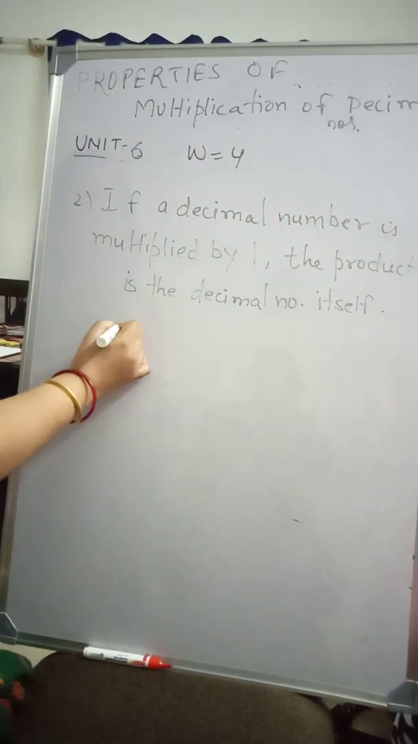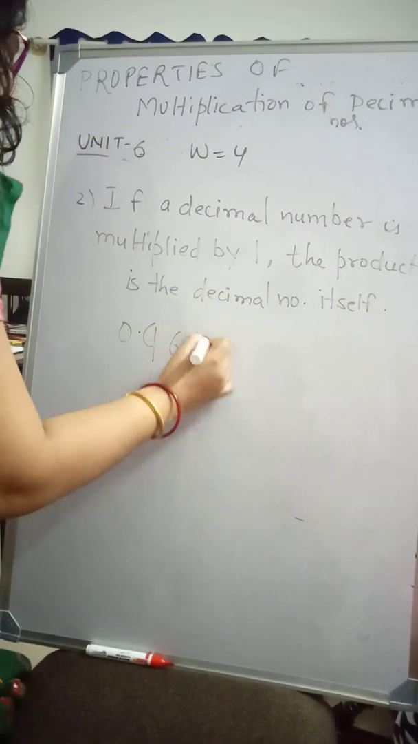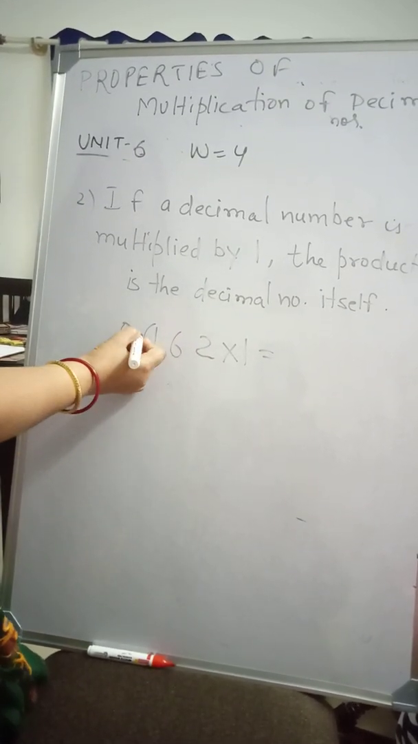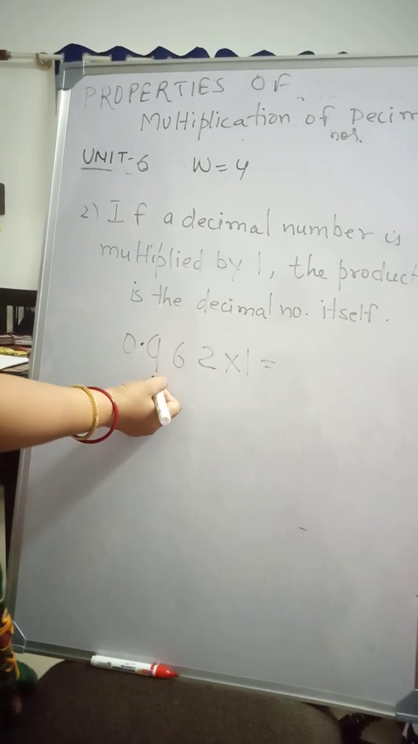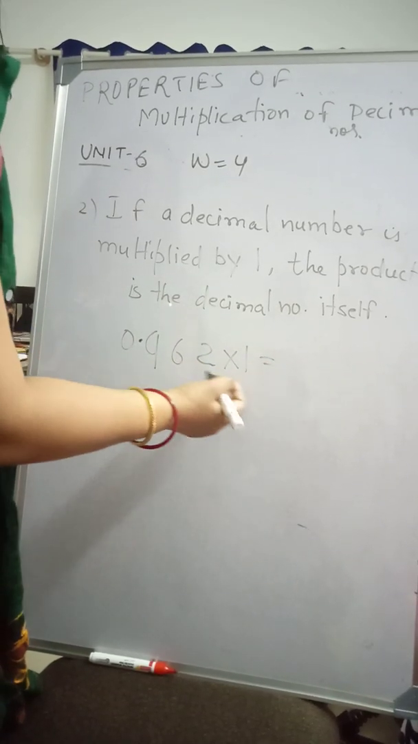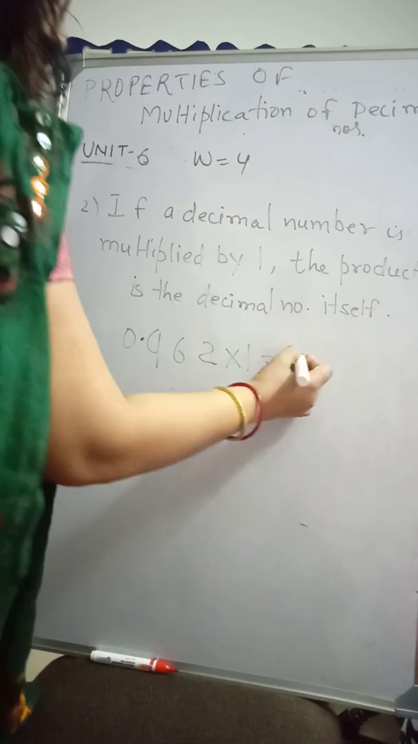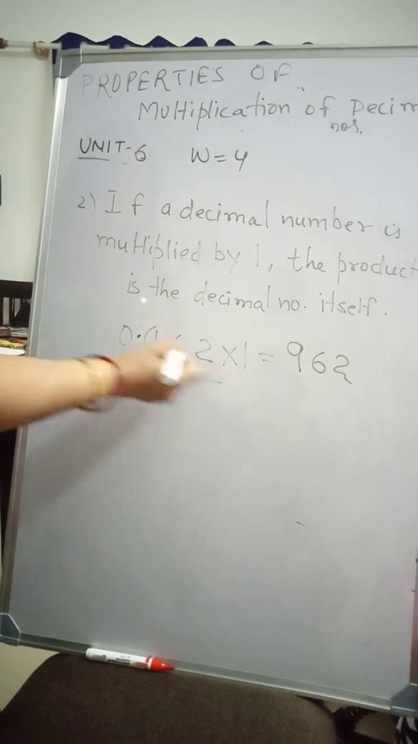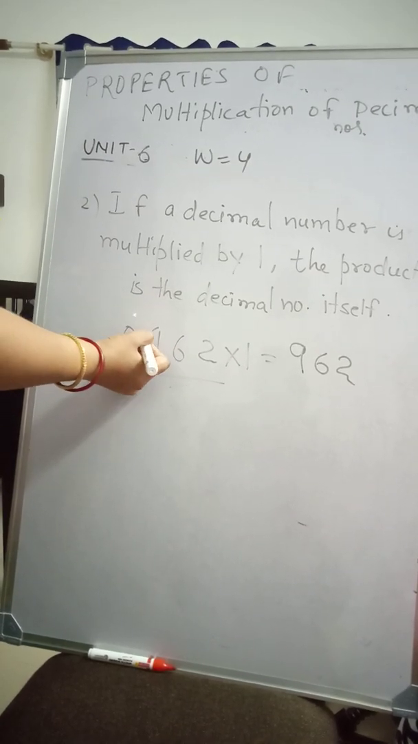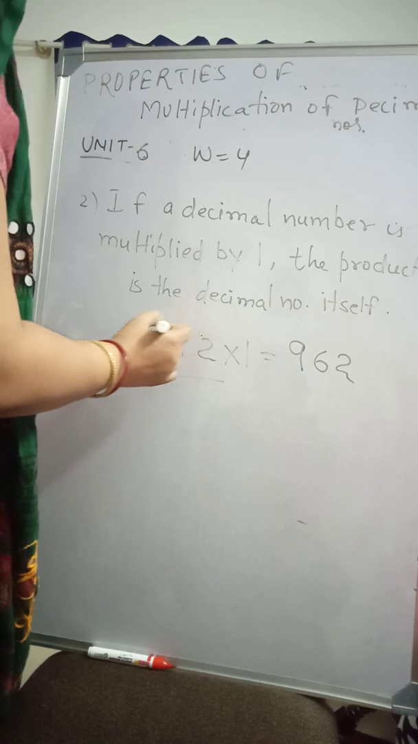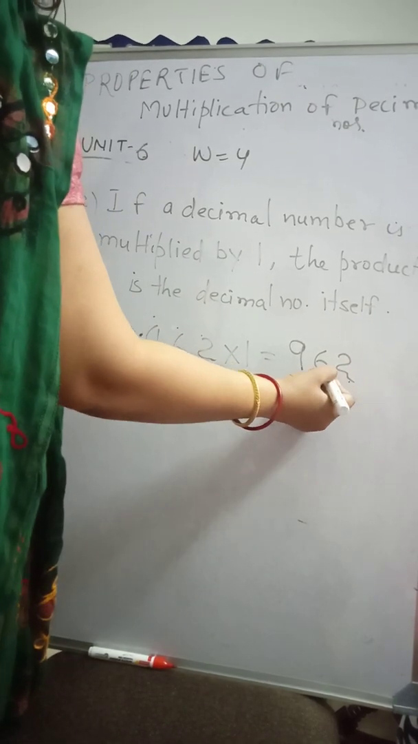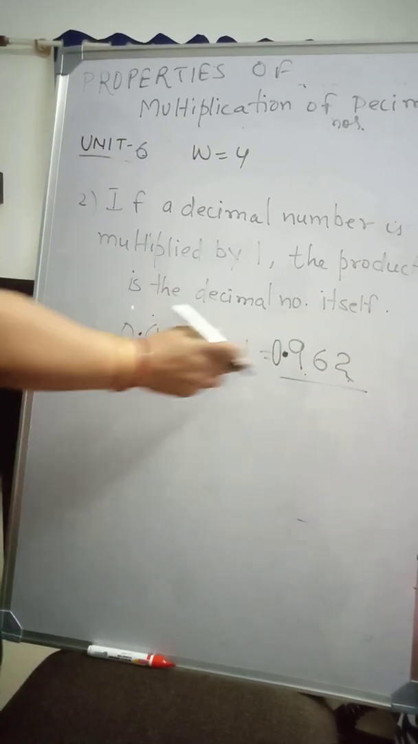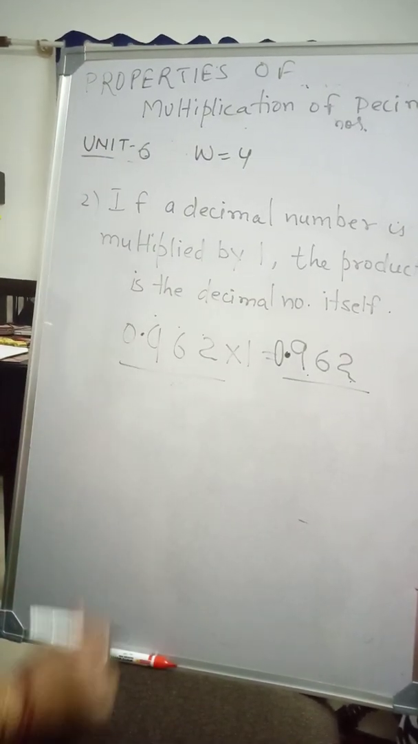For example, 0.962 multiplied by 1. So here, forget about this decimal, when the number 962 is multiplied by 1 as a whole number, the product is the number itself. So write down this number. Now here in the multiplicand we count the decimal places 1, 2, 3. Okay, so here from right I will start 1, 2, 3. Here I will put the decimal. So what is the product? Product is the decimal number itself. This is the second property.